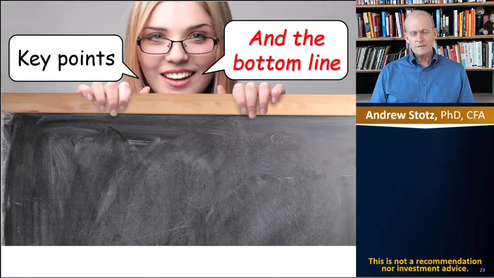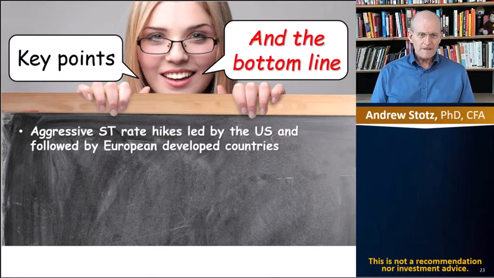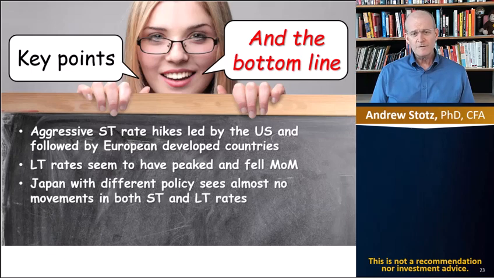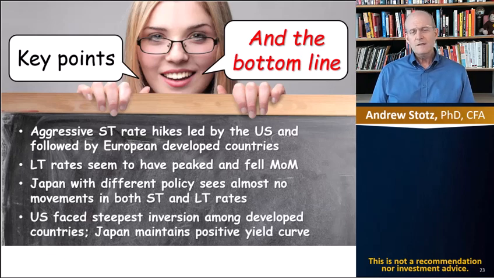So what are the key points and the bottom line? Aggressive short-term rate hikes led by the U.S. and followed by European developed countries. Long-term rates seem to have peaked and fell month on month. And Japan, with different policies, sees almost no movements in both short-term and long-term rates. And the U.S. faced the steepest inversion among the developed countries. Japan maintains a positive yield curve.